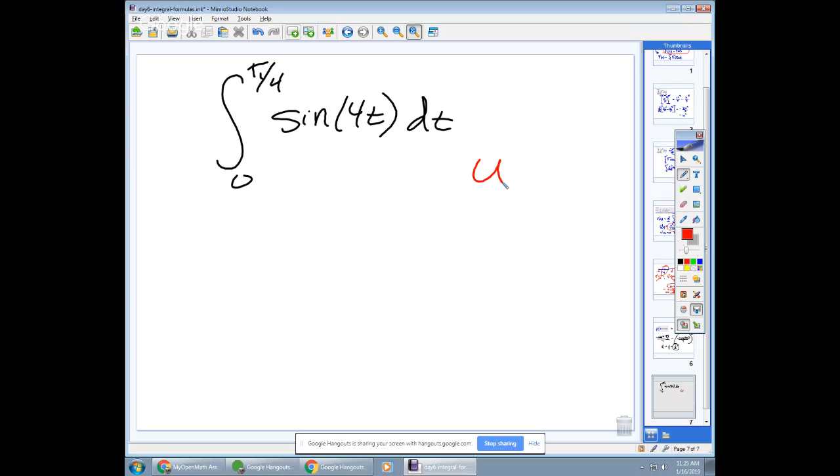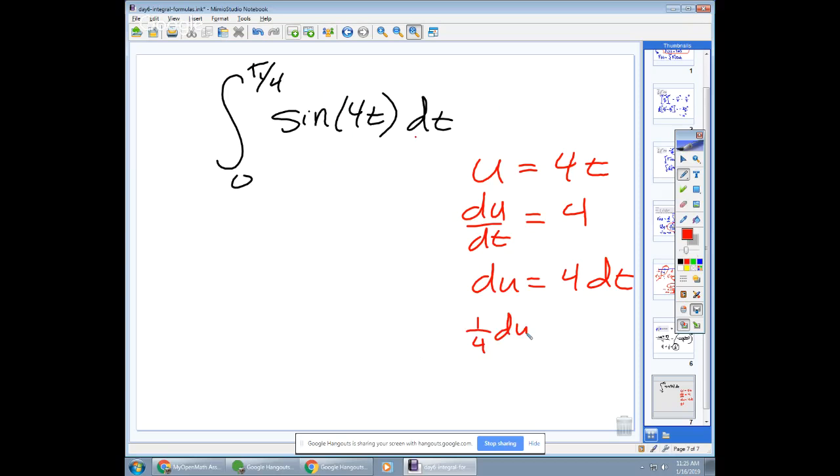I'm going to pick a new variable called u, and let u equal 4t. Then you take the derivative of u. The derivative of u with respect to t is just 4. And then I'm going to write it in differential form, like when we talked about differentials a while ago. So I could say du equals 4 dt. Now, I have a dt up here, but not a 4 dt, so I could take that 4 over to the other side. That's going to give me 1/4 du equals dt. And so now I'm ready to do that substitution.